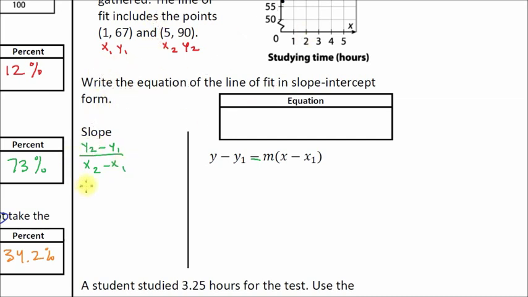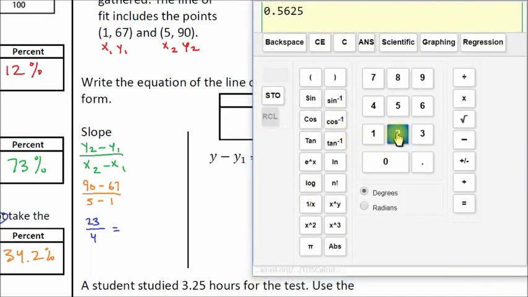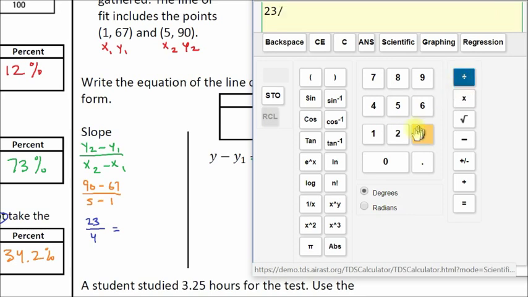So there's our slope. Let's go ahead and plug in the values. Y sub 2 is 90, minus y sub 1, which is 67, and that's divided by x sub 2, which is 5, minus x sub 1, which is 1. Let's go ahead and simplify that. 90 minus 67 is 23, and 5 minus 1 is 4. Let's go ahead and put that in our calculator and figure out what we get. So I've got 23 divided by 4.